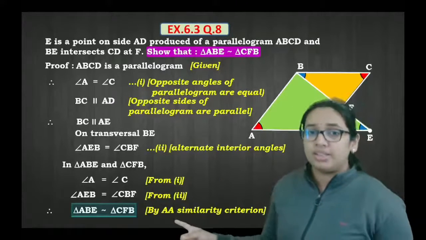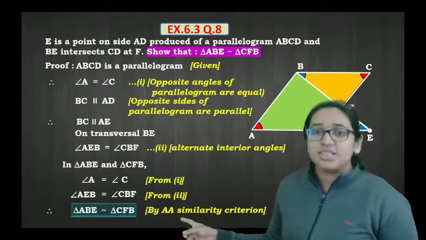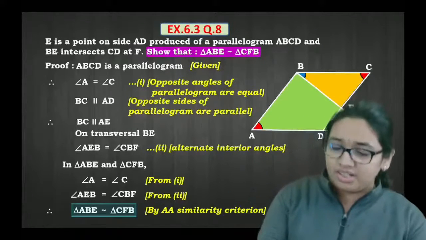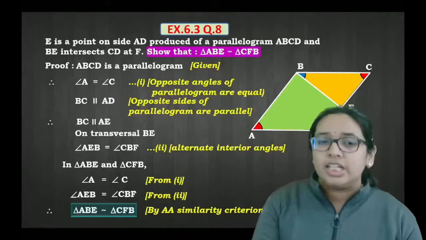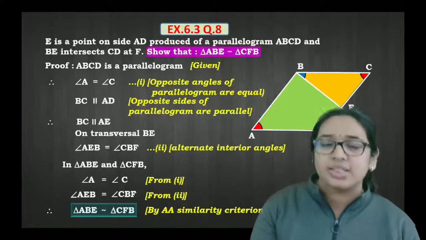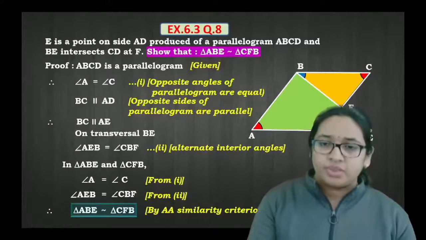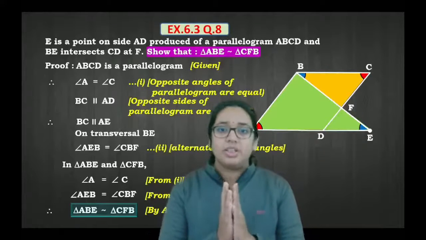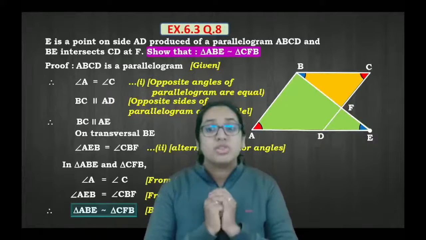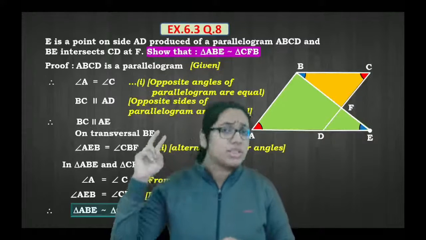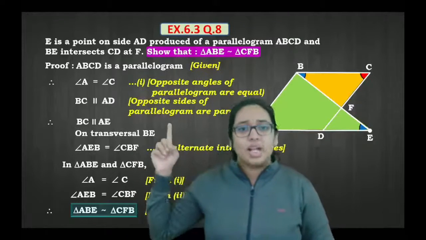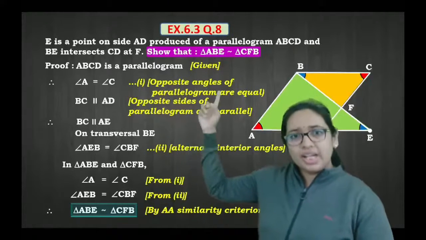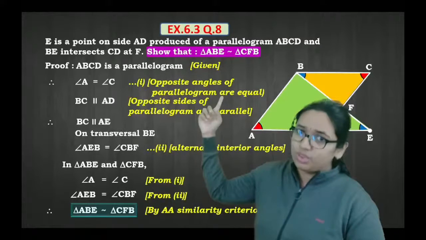Don't forget to write the reason here, okay? Because it has a half mark in your board exam. So by the similarity criterion, we can say that the two triangles are similar. समझ में आ रहा है? डाउट है आपको कुछ? हमने किसका यूज किया? Given that ABCD is a parallelogram. So if we have a parallelogram, then we know its two properties. The first one is that opposite sides of a parallelogram are parallel, and the second one is that opposite angles of a parallelogram are equal.